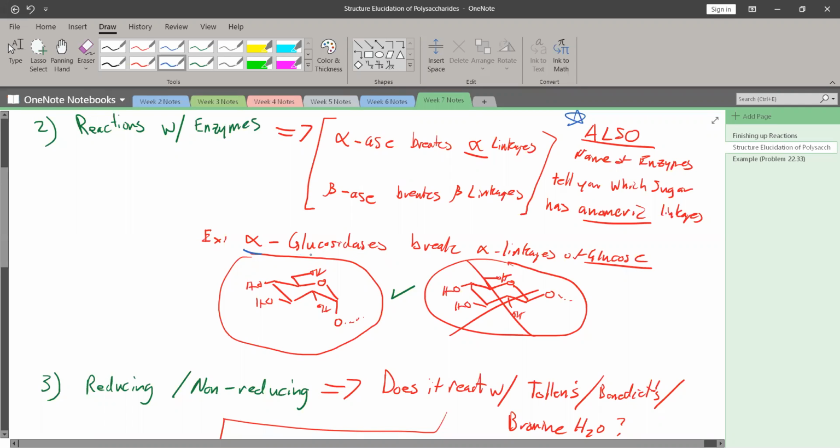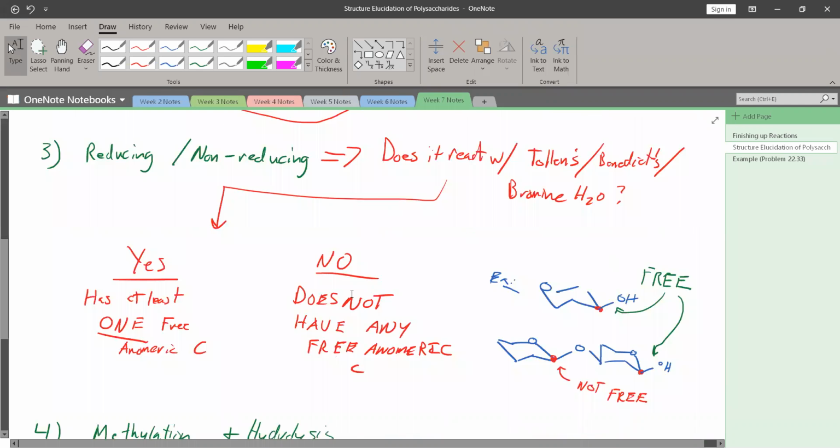Then the last 2 I'm going to talk about are reducing and non-reducing. Really what I'm trying to say here is, does it react with Tollens reagent or Benedict's reagent, or even just bromine water? If it's yes, then it has at least 1 free anomeric carbon. But if it doesn't react with any of those, then it doesn't have any free anomeric carbons. So for example, let's say I have this sugar right here.